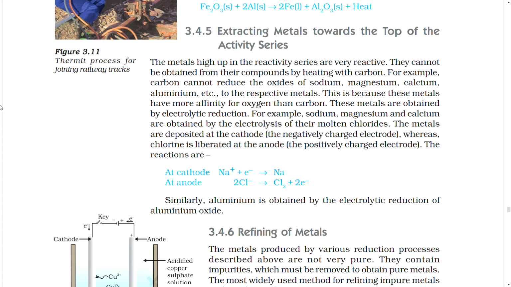For example, sodium, magnesium, and calcium are obtained by the electrolysis of their molten chlorides. The metals are deposited at the cathode, the negatively charged electrode, whereas chlorine is liberated at the anode, the positively charged electrode. The reactions are: at cathode, Na+ + e- tends to Na. At anode, 2Cl- tends to Cl2 + 2e-. Similarly, aluminium is obtained by the electrolytic reduction of aluminium oxide.